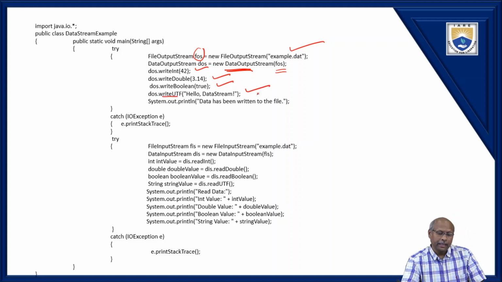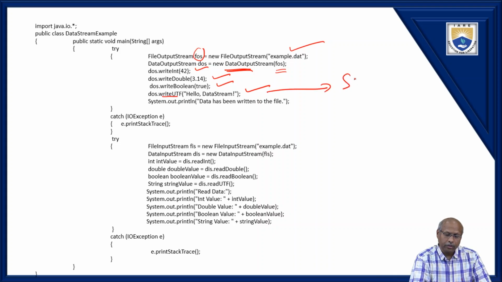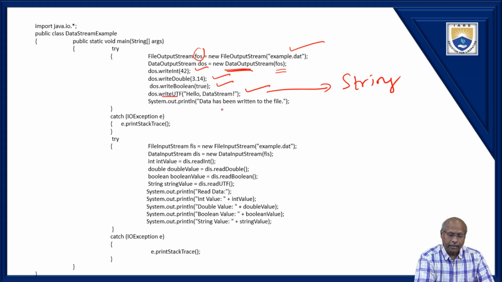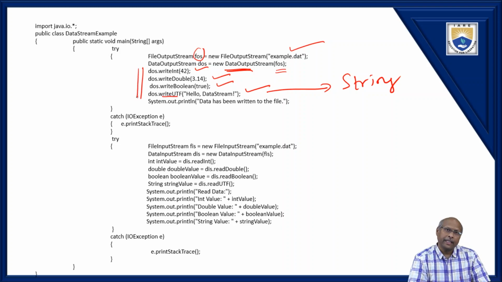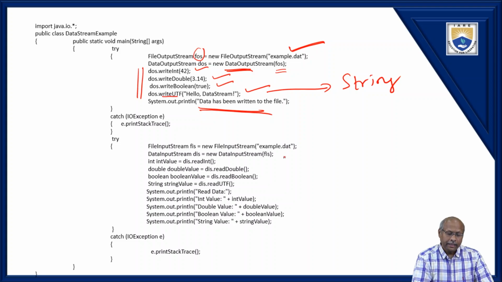Write UTF means what? It is writing a string. This is for string. So if you want to write a string, you can use write UTF. So automatically these 4 data will be written to the file. What is the file? Example.date. And finally, you can say data has been written successfully. Here, of course, you can write dos.close also.